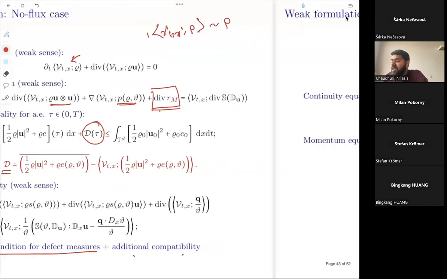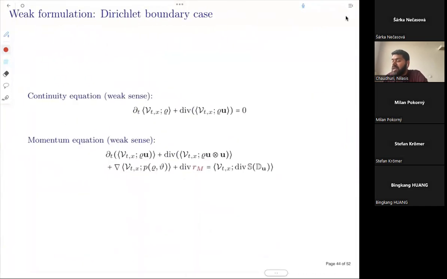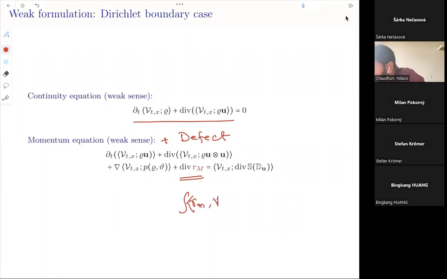So seeing this, we just try to imitate the same thing in our case. What we do, we have the same thing. We have this continuity equation in the weak sense. We have the momentum equation plus some defect, which is this one, Rm. So in the weak sense, it means Rm times this gradient of phi acting on measure space and continuous space.